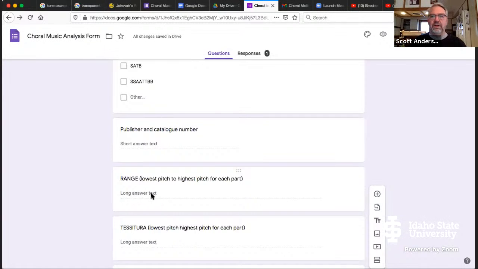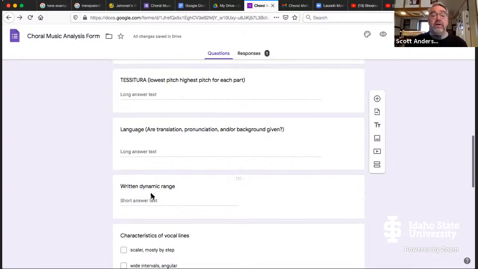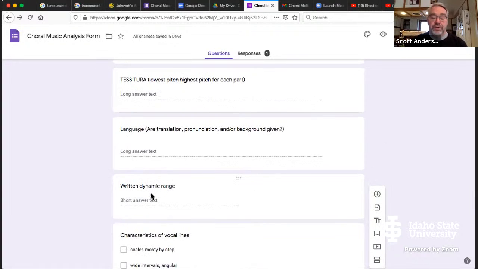That means that the bass part is a little more challenging for those guys than the tenor part is for those guys, or the alto part is for those gals, or the soprano part is for those gals, because the tessitura is rather compact. Okay, so then we go down and we look at language.